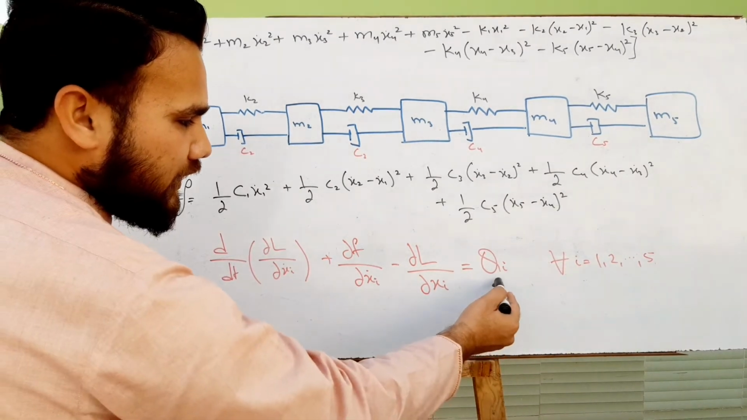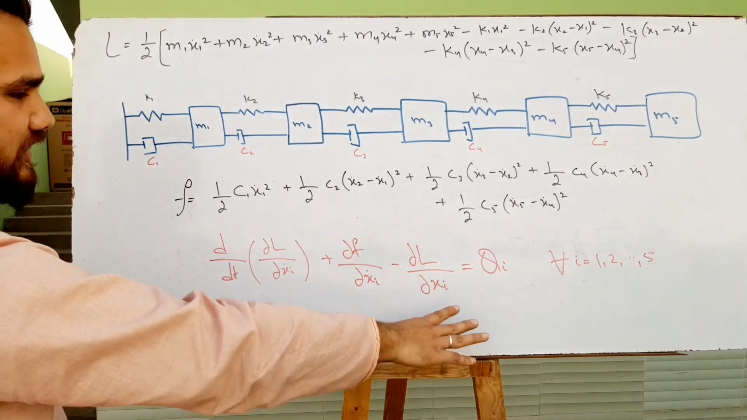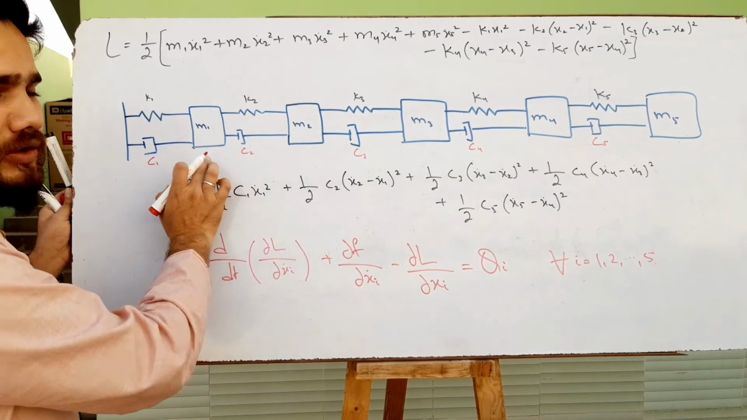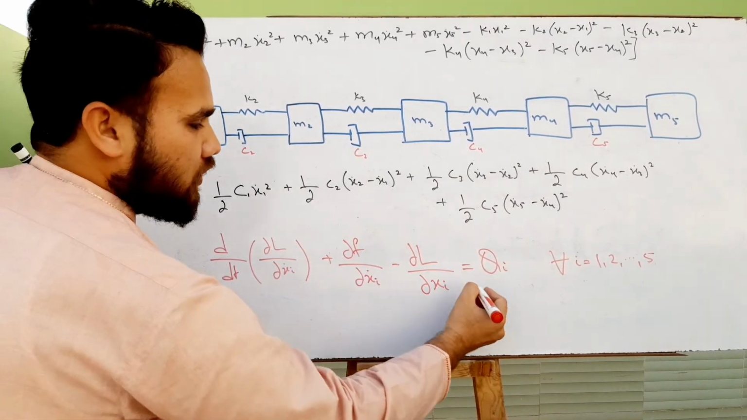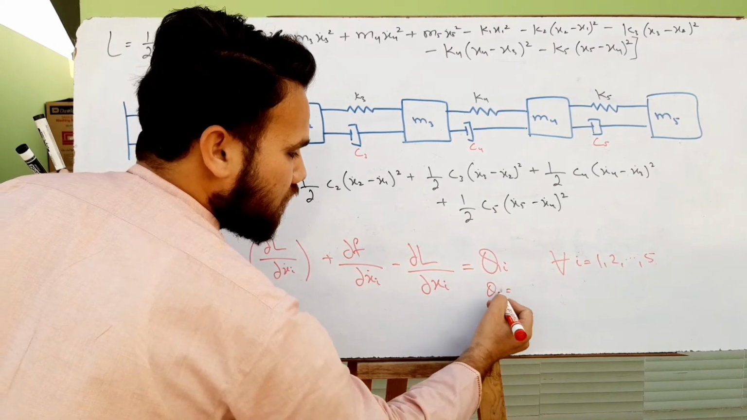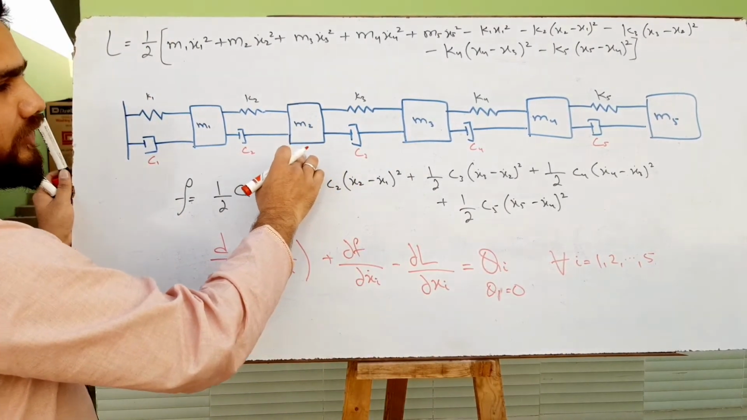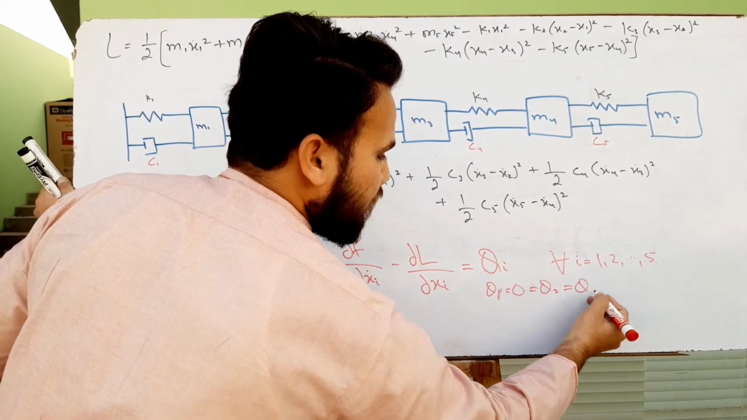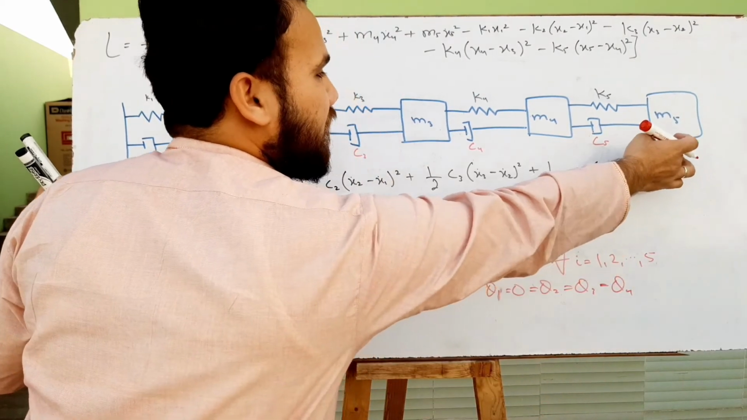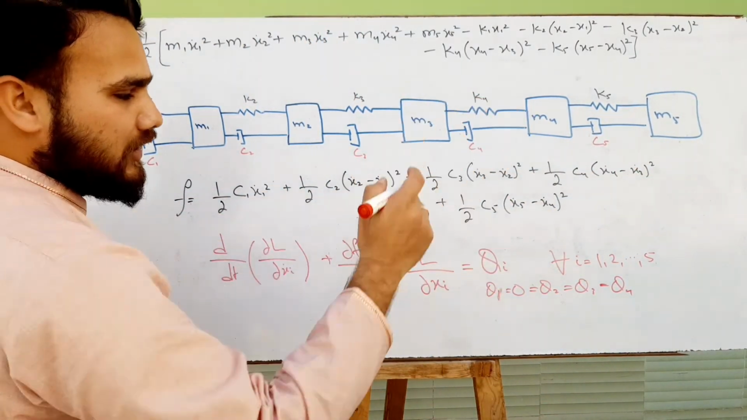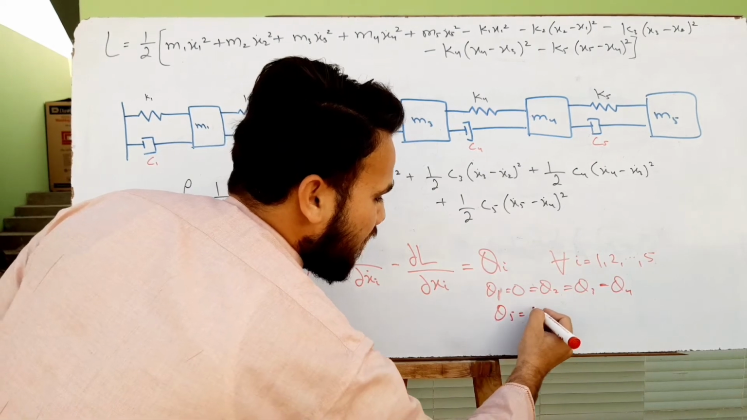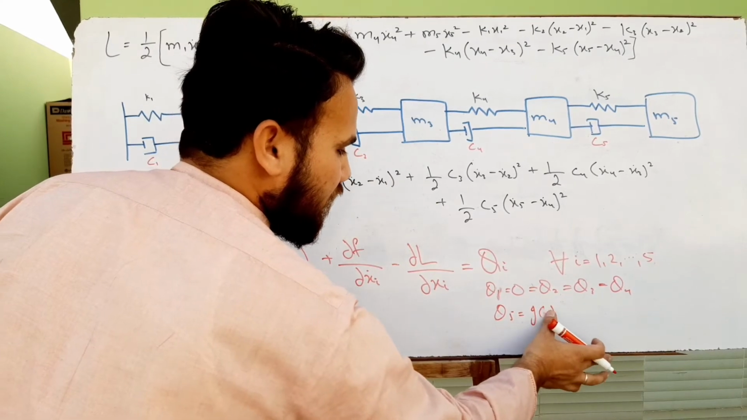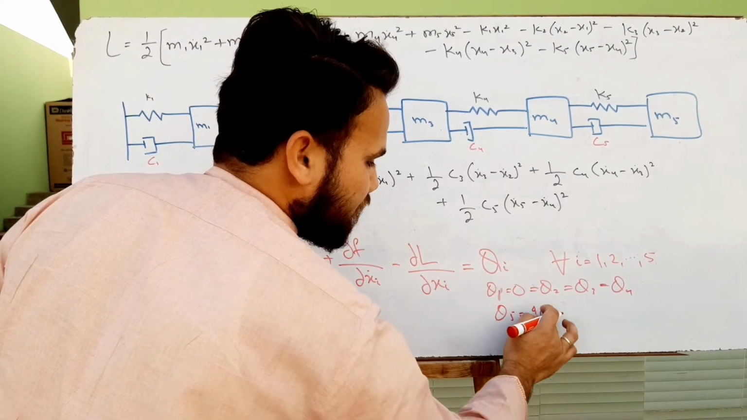Here Qi is the generalized force on each mass. We can see that on mass 1 there is no external force, so Q1 is 0. Q2, Q3, Q4 are also 0, but a force can be applied on mass 5. So we can say that Q5 equals some function g of x, or some function g of t, time.